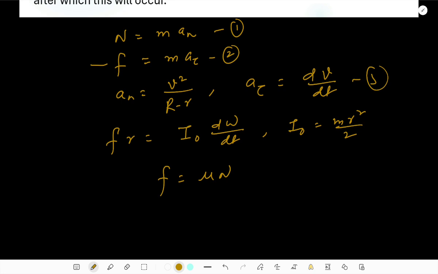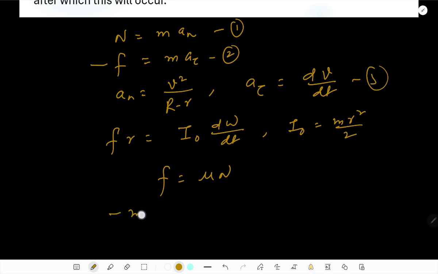And when this slipping ceases, we know there will be a relation between the velocity of the center of the hoop and its angular velocity, and that is going to be v equals r omega. So I'm going to need v and omega also. But before that, we have this guiding principle: the friction force here is kinetic, and it is equal to mu N. So how should I manipulate this? I can write something here.